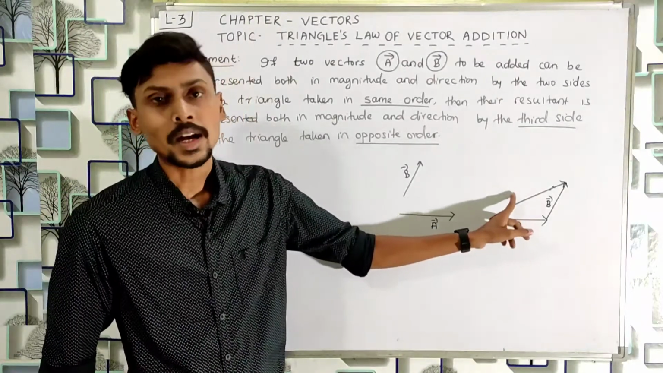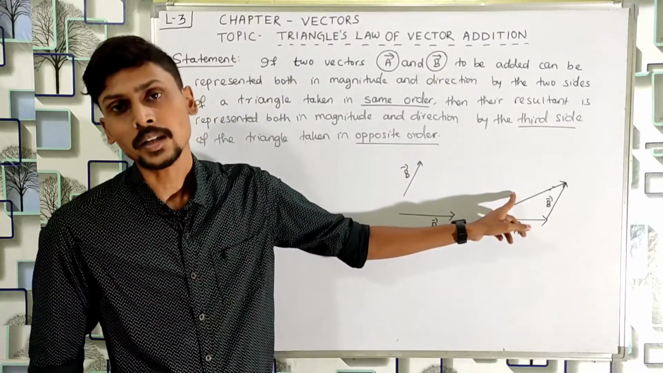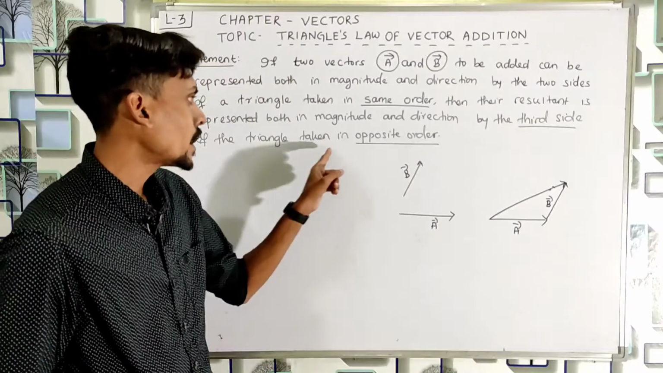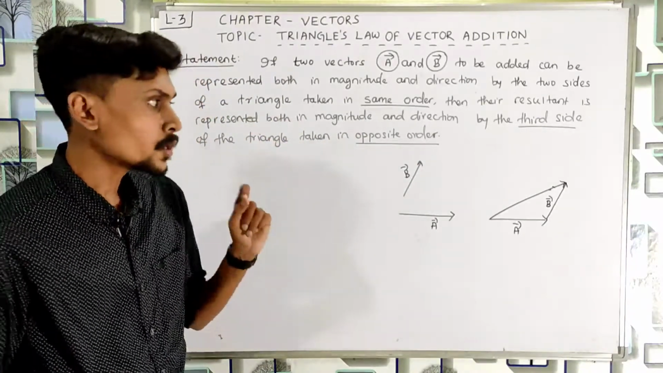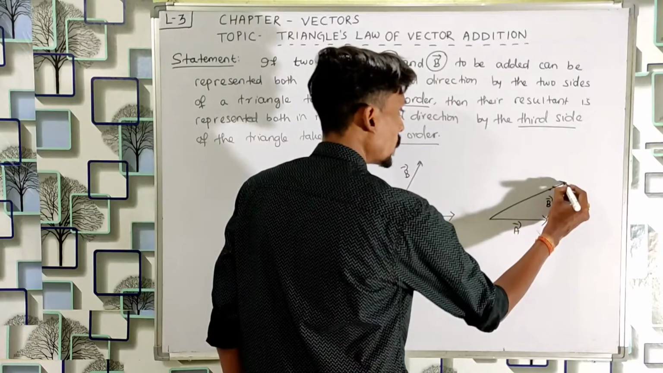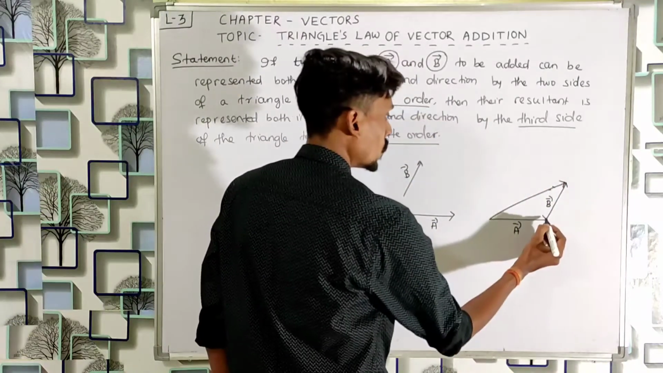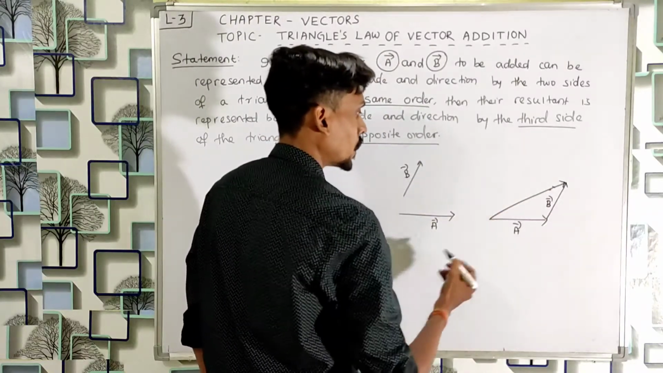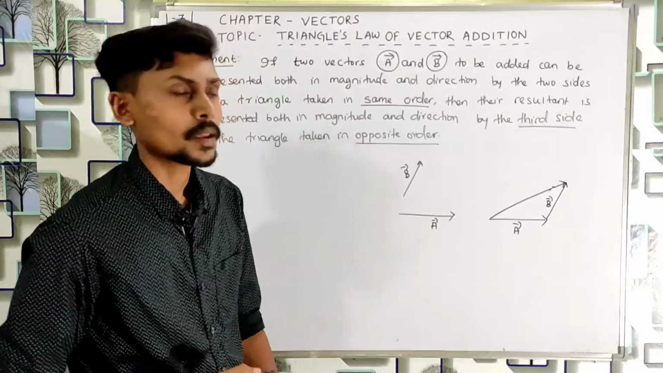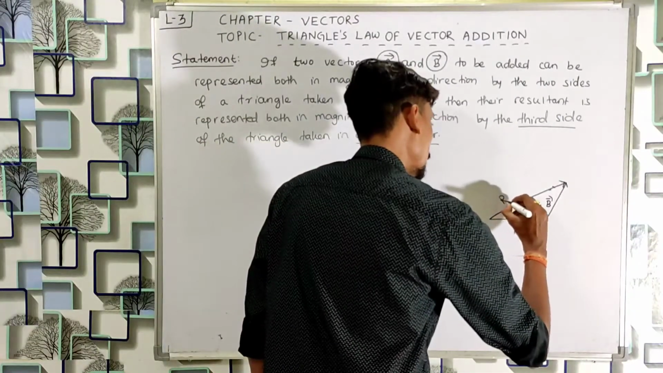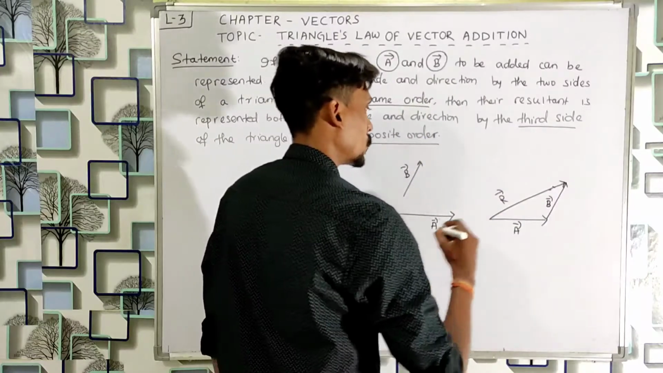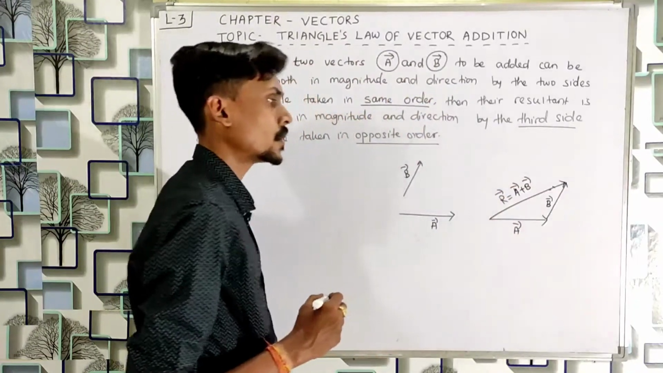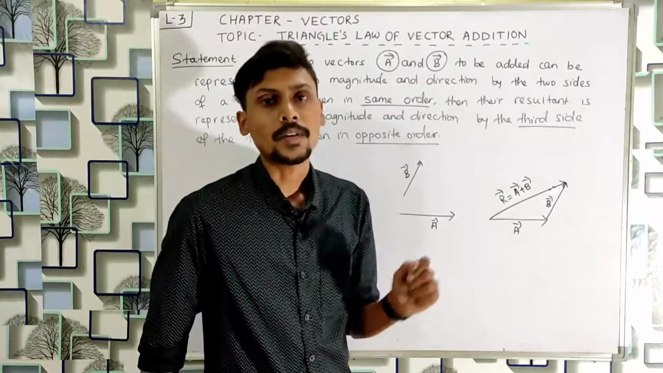This side will represent A vector plus B vector both in magnitude and direction, and the third side should be in opposite order. Opposite order means the head of this vector will be connected to the head of vector B, and the tail of this vector will be connected to the tail of vector A, and this side is known as the resultant vector or R vector. So R vector is equal to A vector plus B vector.